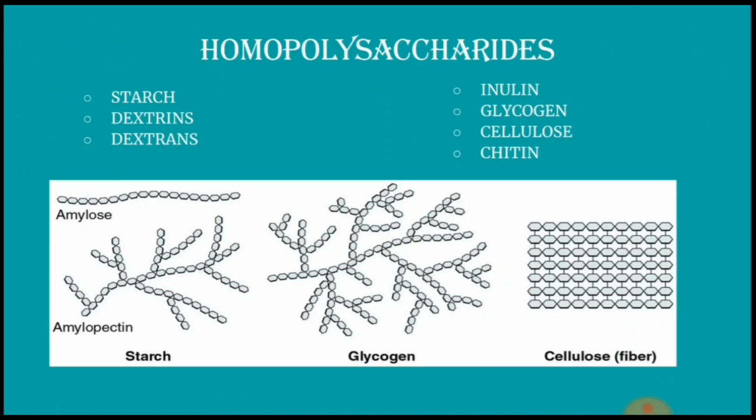Now firstly, the homopolysaccharides, or the single type of monosaccharide that is observed in the chain of polysaccharides. There are 7 types of homopolysaccharides, the first of which is starch. You can see in the diagram, there is amylose and amylopectin, two forms of starch that together bind to form a bigger molecule of starch. Then we have dextrans, inulin, glycogen, cellulose, and chitin. So these are the 7 different forms of homopolysaccharides. Focus on starch and glycogen, because most of the time they might be asked in your final exams.